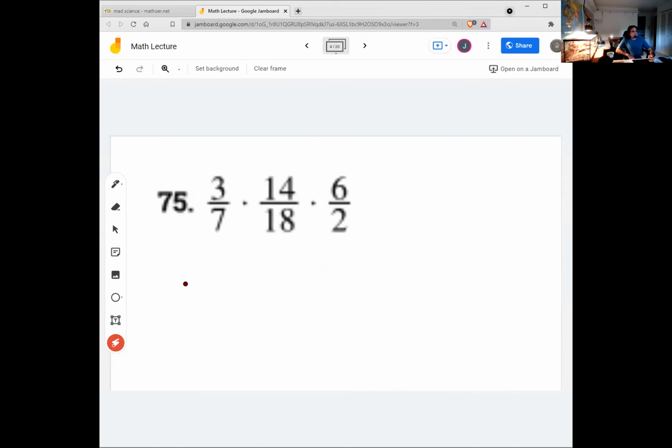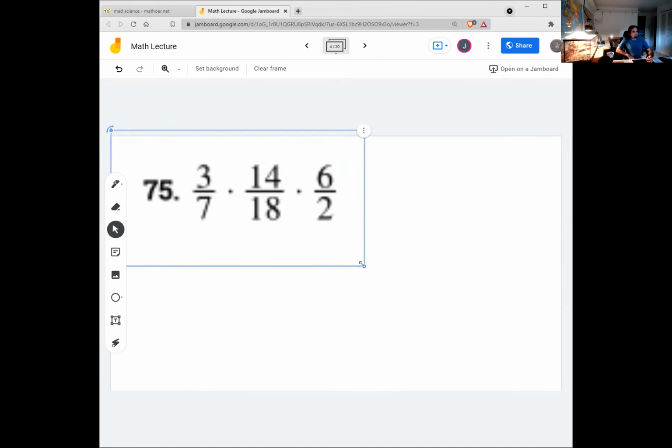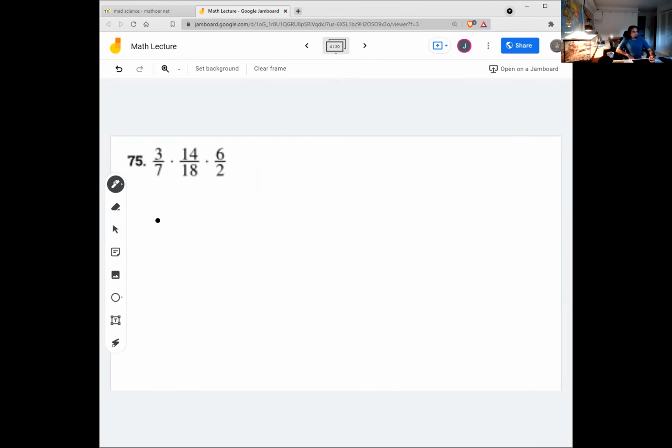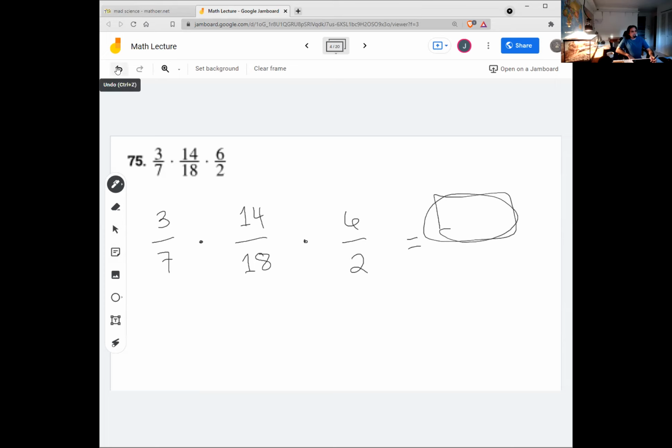Okay, now let's go back to this official homework problem, which looks fuzzy. So I'm just going to resize it and rewrite it because copy and paste failed me. Okay, so we have 3/7, 14/18 times 6/2. And I could just brute force this. I could multiply 3 times 14 times 6 and get some giant number here, and that would be painful. So let's do some canceling first.